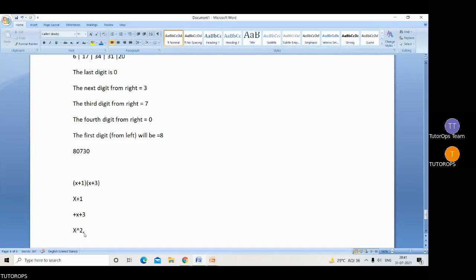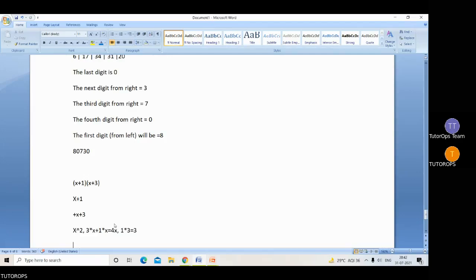Now for the middle part we will use the crosswise method. What is the cross multiplication here? x will be multiplied with 3 and then 1 will be multiplied with x and it is added. So the middle part will be 4x and then 1 into 3. So the expression will be x square plus 4x plus 3.